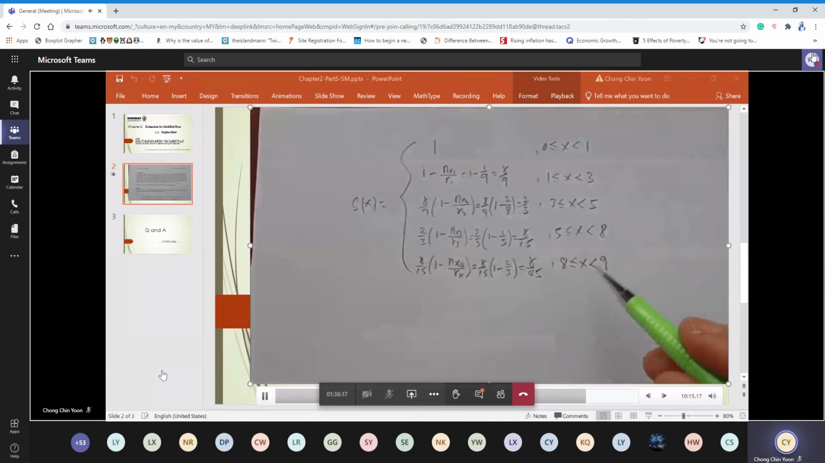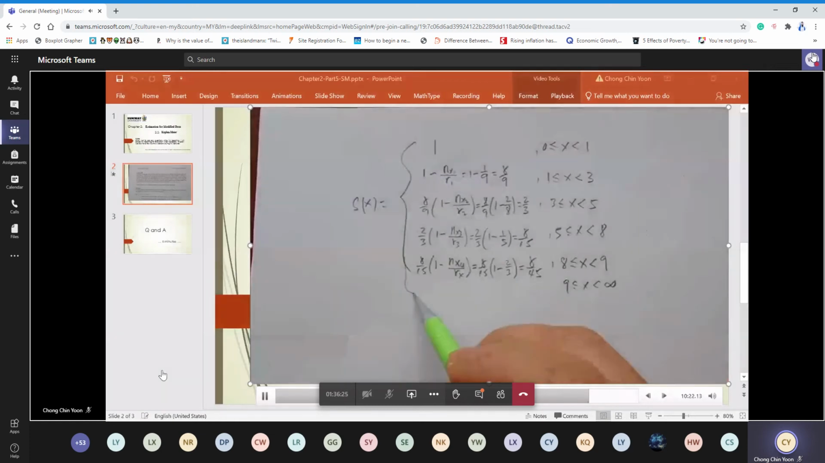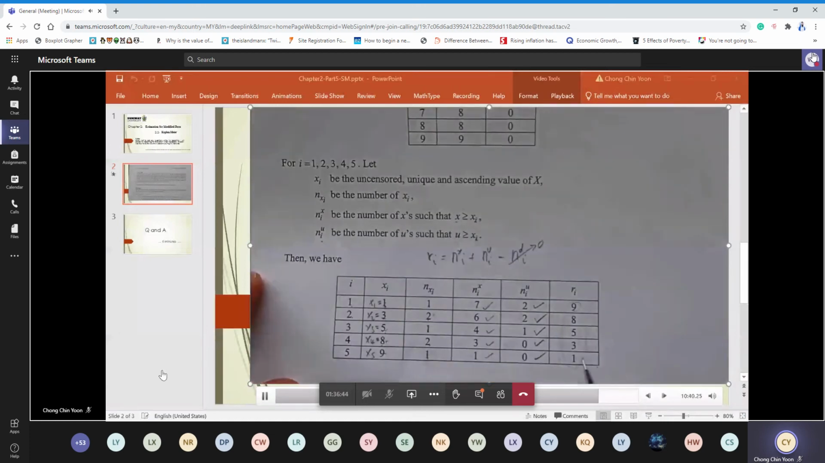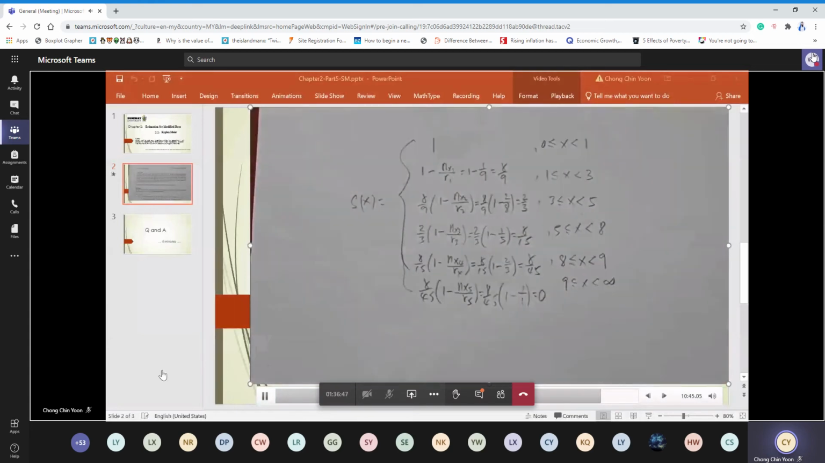And the last interval will be 9 to infinity. So here you will try to get this result, and 1 minus nx5 divided by r5. So from the result we have found, that becomes 1 divided by 1. That is 1 minus 1 over 1, which is 0. So this is our result for the survival function under this Kaplan-Meier.